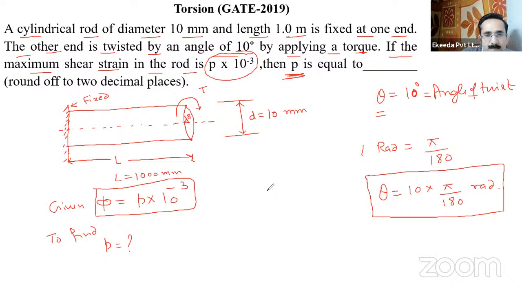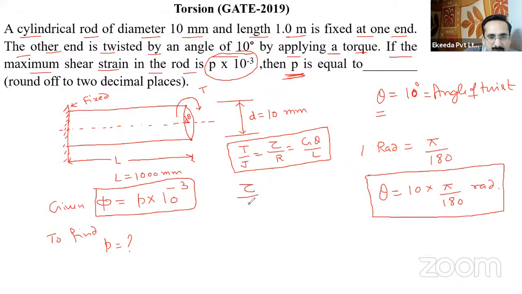So how to solve this question? We know that T by J equals tau by R equals G theta upon L, isn't it? Torsion equation we have already discussed. So from here, tau by G will be equal to R theta upon L. And what is tau by G? This is shear strain. This phi will be equal to R theta, where theta is the angle of twist, upon L, right?